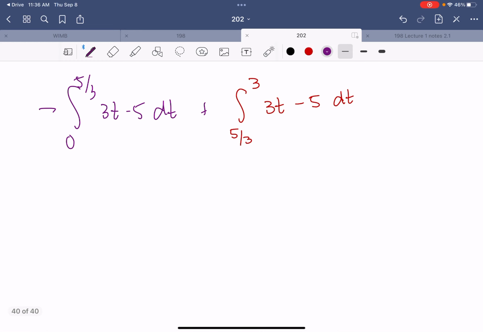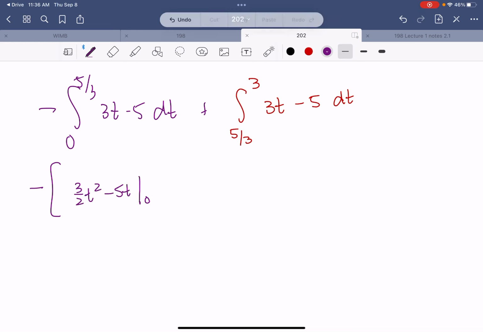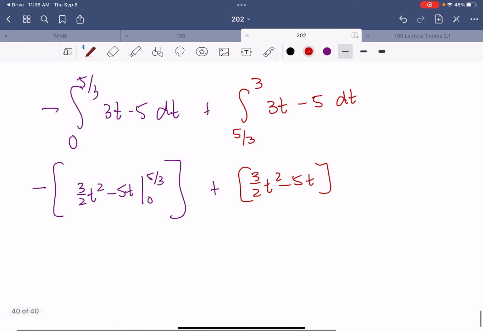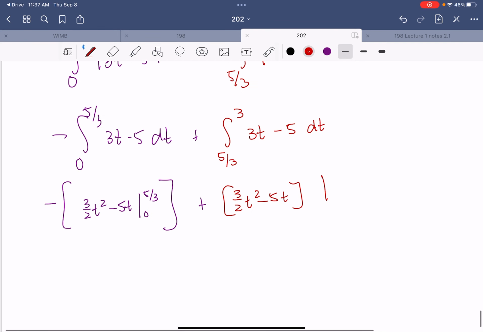So I'm going to take my antiderivative. So negative 3 halves t squared minus 5t evaluated from 0 to 5/3. And I'm going to add to that 3 halves t squared minus 5t evaluated from 5/3 to 3. And really, there should be a set of parentheses there. So I can distribute that negative. I might as well do that.